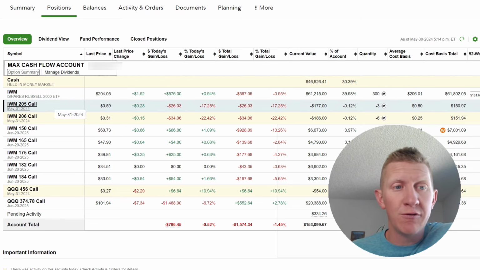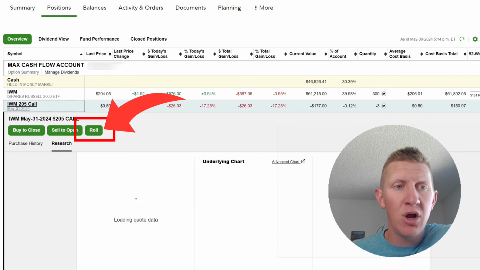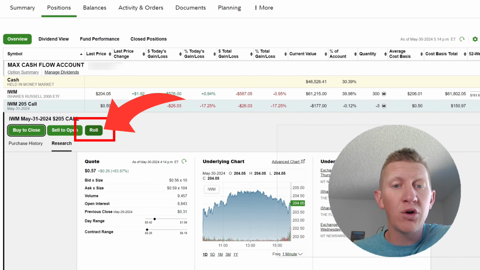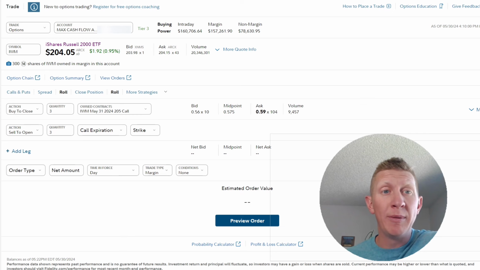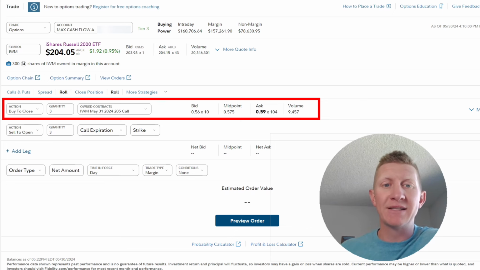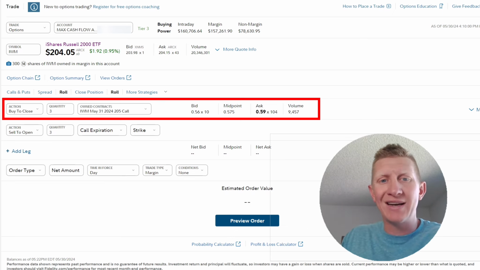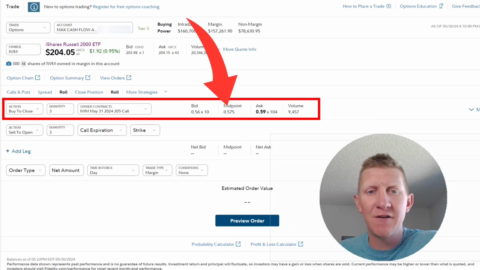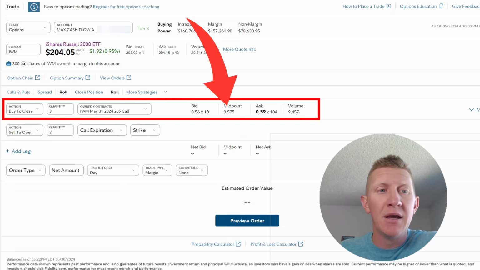Let's say we're rolling the 205 calls here, and these are all connected, these 300 shares and these covered calls right here. We'll click here and we can go to roll your option contract. So you click roll, you'll be presented with this view right here. Now you'll notice that it's going to automatically fill in for you up top right here your positions that you're closing and their current market value. So I've got this contract that expires tomorrow, and it's at the 205 strike price, and the current market value for this contract is approximately $56 to $59 or $57.50 for each contract.